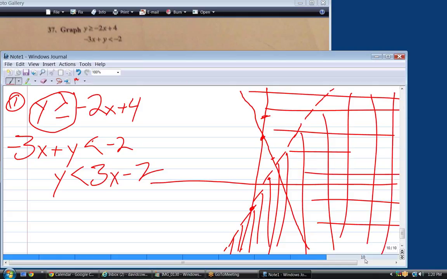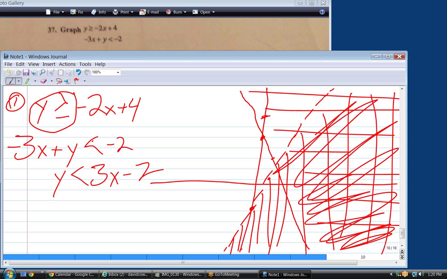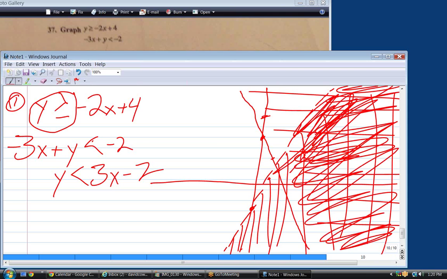So the area of our graph that has both horizontal and vertical stripes is this area here. And that's your solution, wherever you have both shadings. Okay? All right.